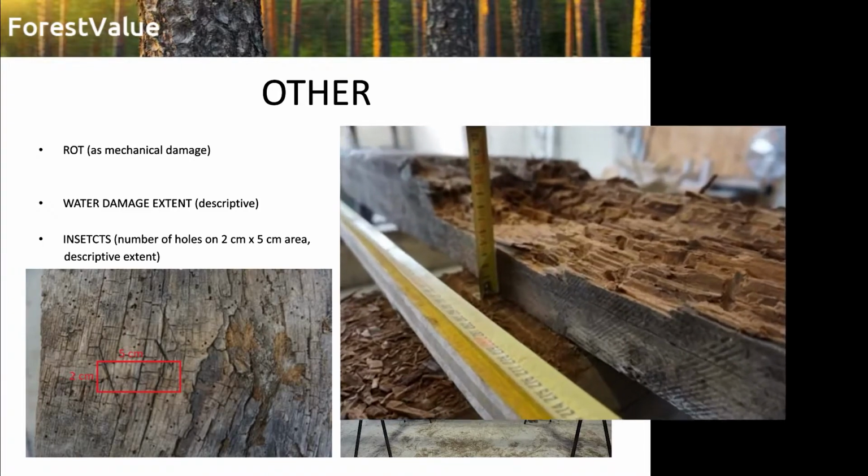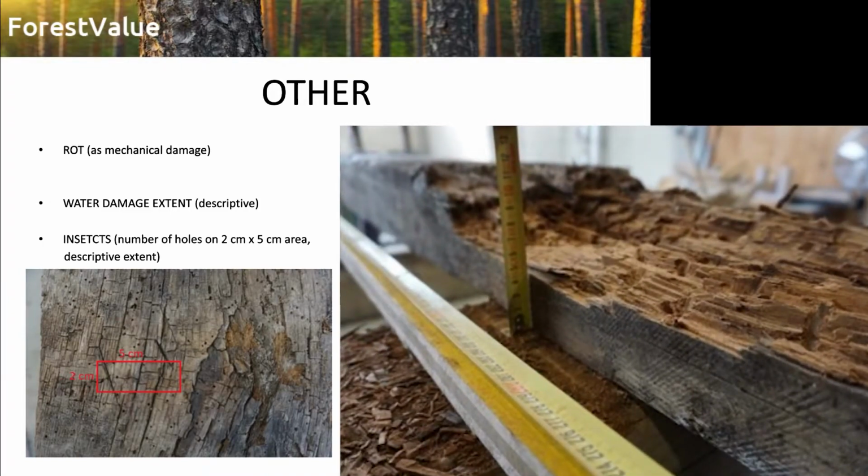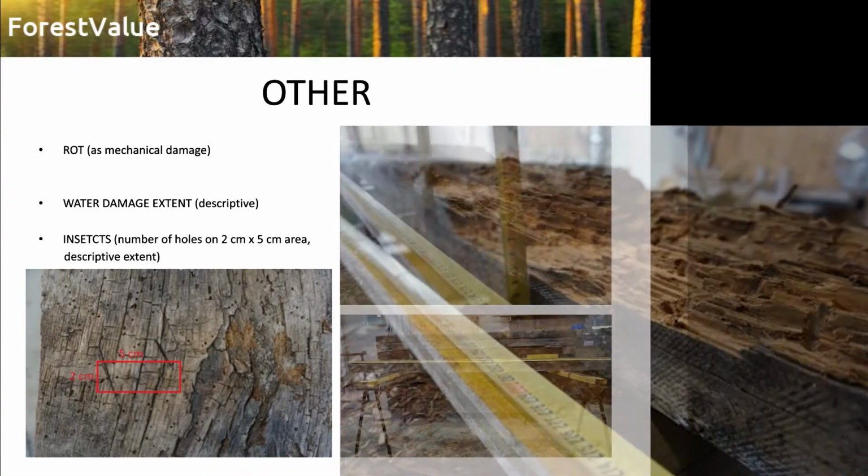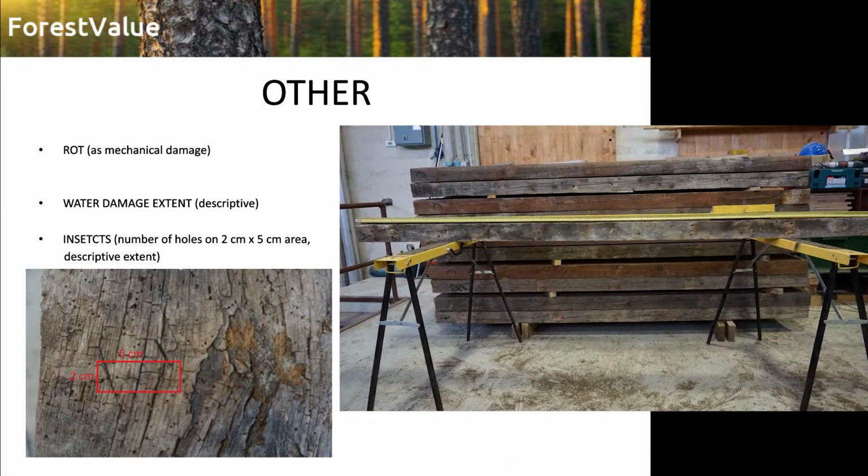Next, we measured the rot. Since it has similar effect, we measured it in the same way as mechanical damage. With reclaimed timber, it is quite common to have water damage. Since this is hard to measure, we decided to go with a subjective approach, where the assessor would estimate the extent of the damage with a number from 1 to 3, where 3 meant severe damage.